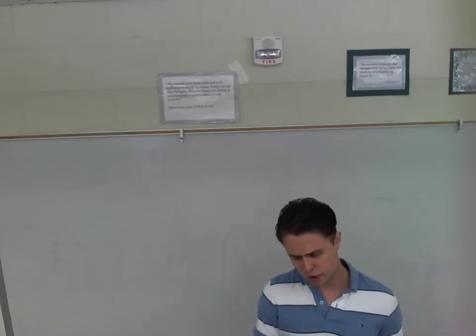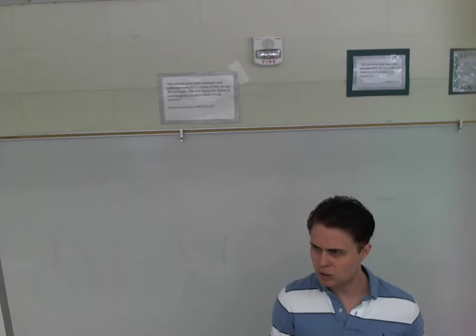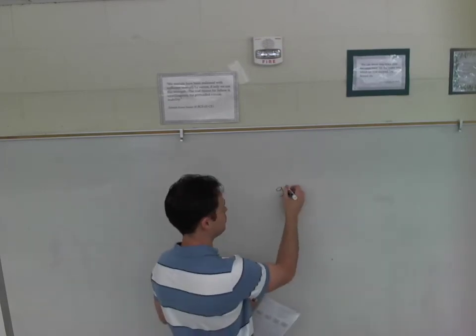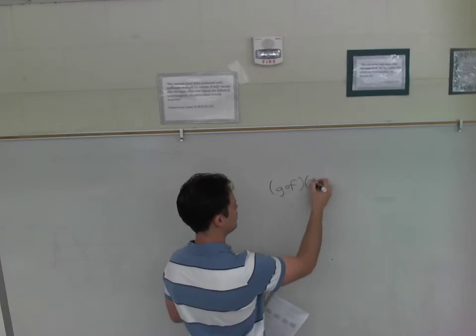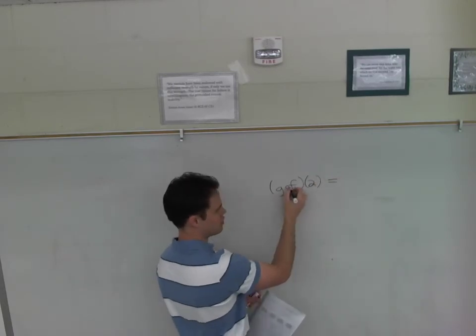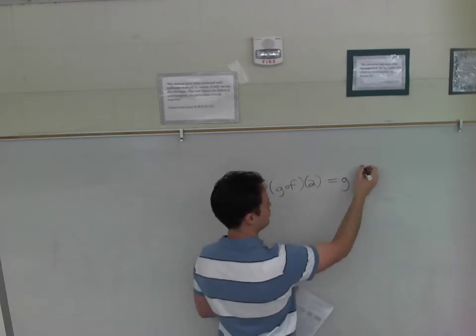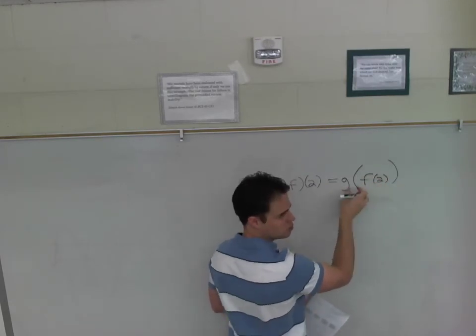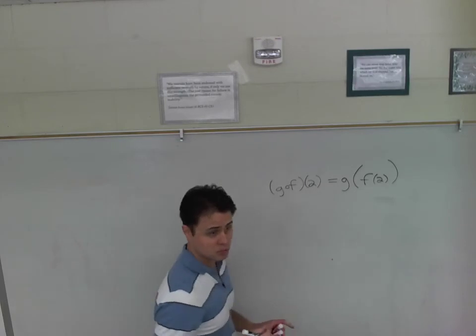What's that little circle thing mean? F of G of X. F of G of X, right? Remember, when you do those problems, you can do those for sure. They're like asking you to plug some things in. What does this mean, F of G of 2? It means put G of 2 into F. So that's something we've done.